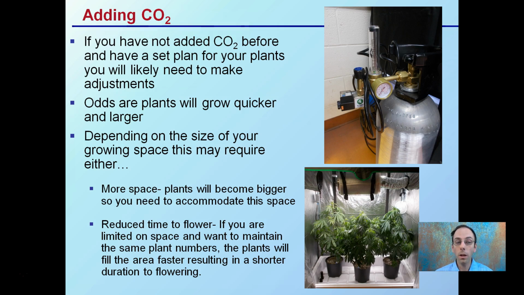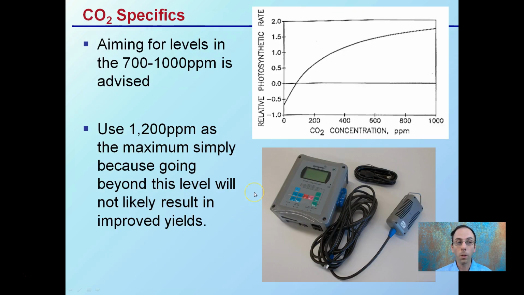Depending on the size of your grow space, you may require either more space, because your plants become bigger, so you may need to accommodate for the space, or reduced time to flower, which can be advantageous. If you're on limited space and want to maintain the same plant numbers, the plants will fill the area faster, resulting in a shorter duration to flower. So again, that can be advantageous for some growers as well.